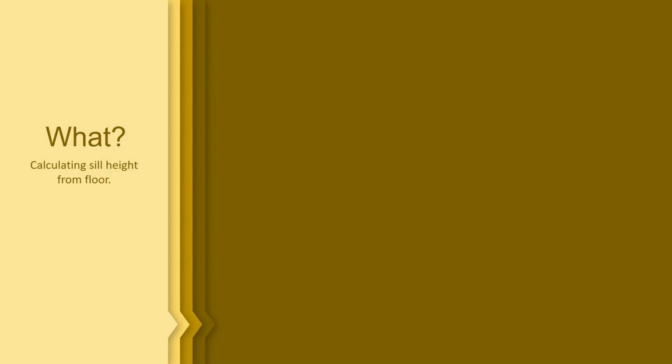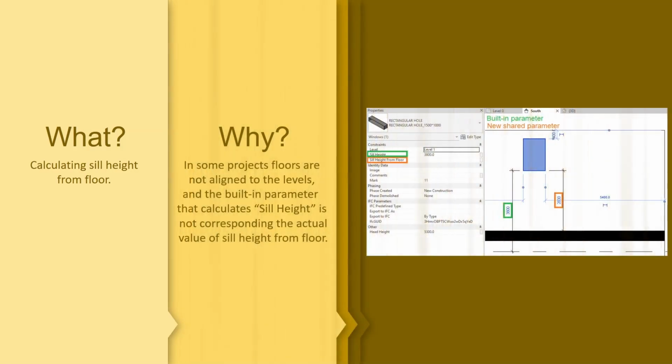In this section I'm going to show you how to calculate sill height from floor. That's because in some projects floors are not aligned to the levels, and the built-in parameter that calculates sill height does not correspond to the actual value of sill height from floor. As you can see in the image, sill height in the green rectangle is already calculated, which corresponds to the level, but we need to calculate sill height from floor.